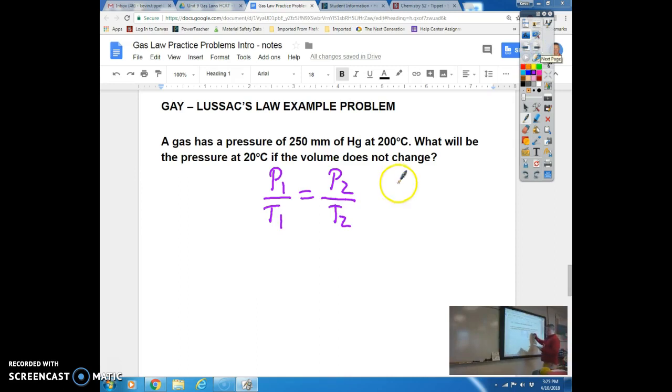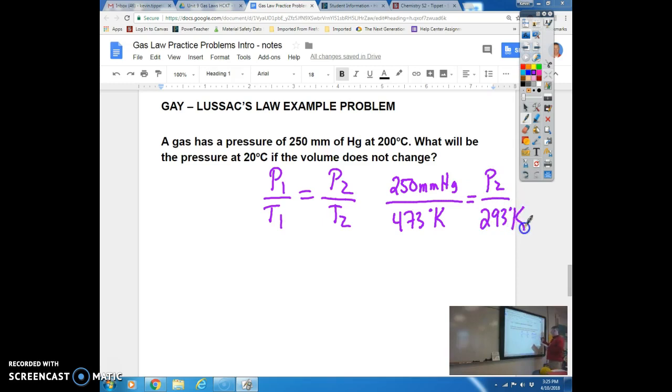P1 winds up being 250 millimeters of mercury divided by 473 degrees Kelvin equals P2 divided by 293 degrees Kelvin. I know I'm working off the board here a little bit, but you can still hear me. How do I get, you got to isolate this on the same level. I'm going to cross multiply.